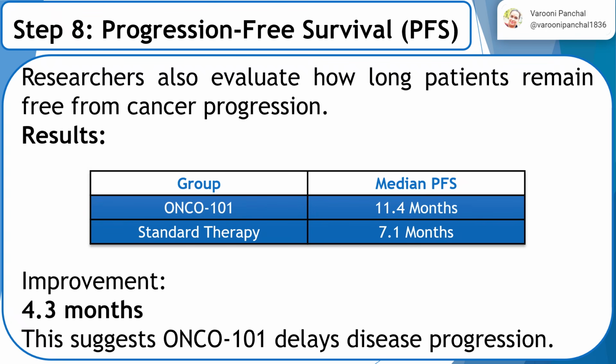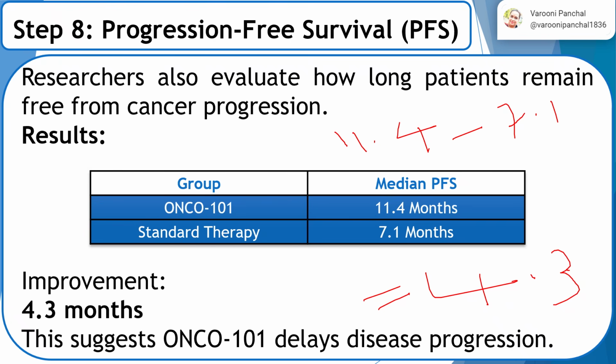So now see the results here. Onco 101 median PFS is 11.4 months and the standard therapy is 7.1 months. So there is an improvement of how much? 4.3. Now how has this 4.3 come? 11.4 minus 7.1, which is equal to 4.3, right? Onco 101 at 11.4 minus 7.1 is 4.3. Now this suggests Onco 101 delays disease progression.